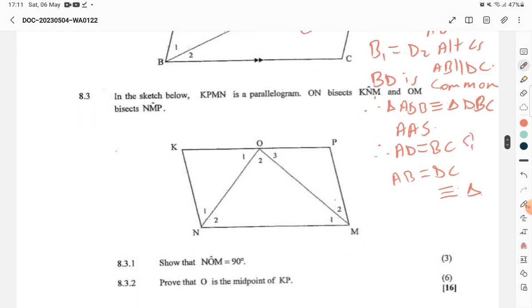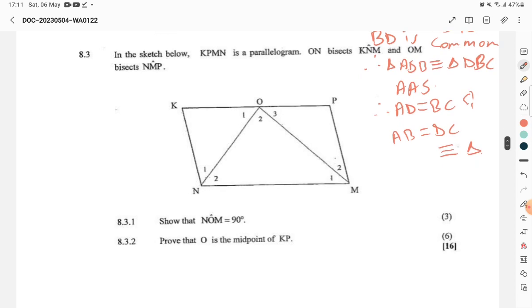Coming to the next question. It says show that NOM is 90 degrees, and the second one says prove that O is a midpoint of KP. So you need to prove that this is 90 degrees, and the second one is to prove that this line is also equal to that line. I just want to leave this one with you to find a way to connect the dots and find the solution.